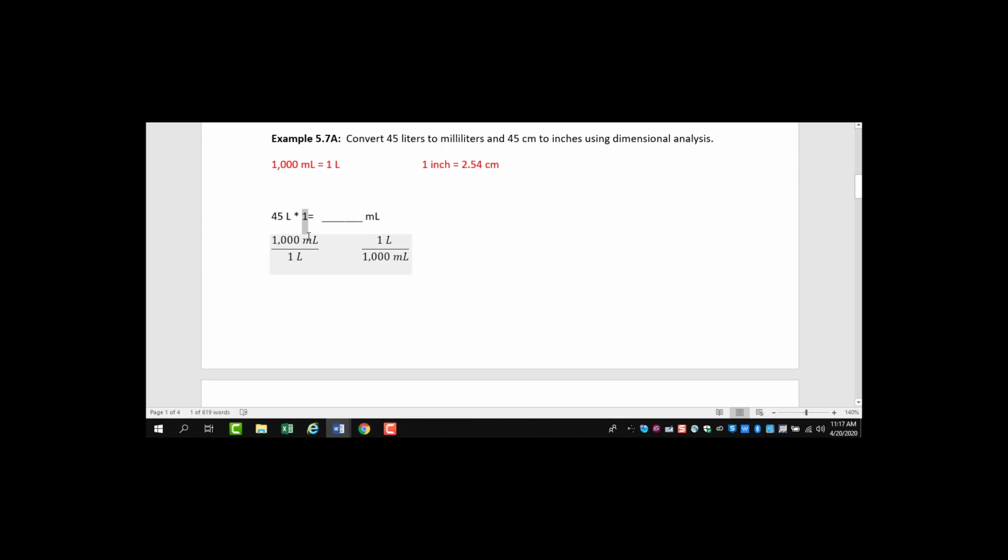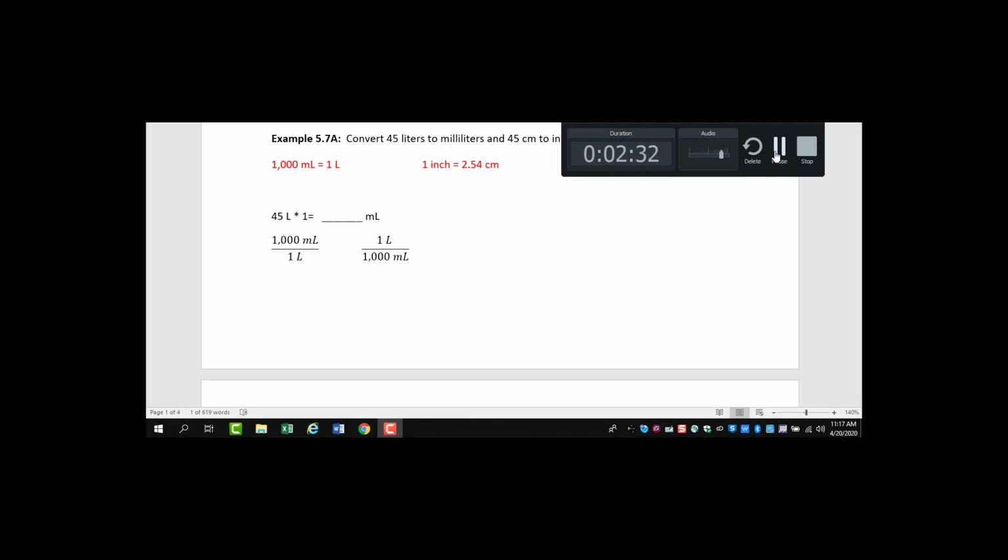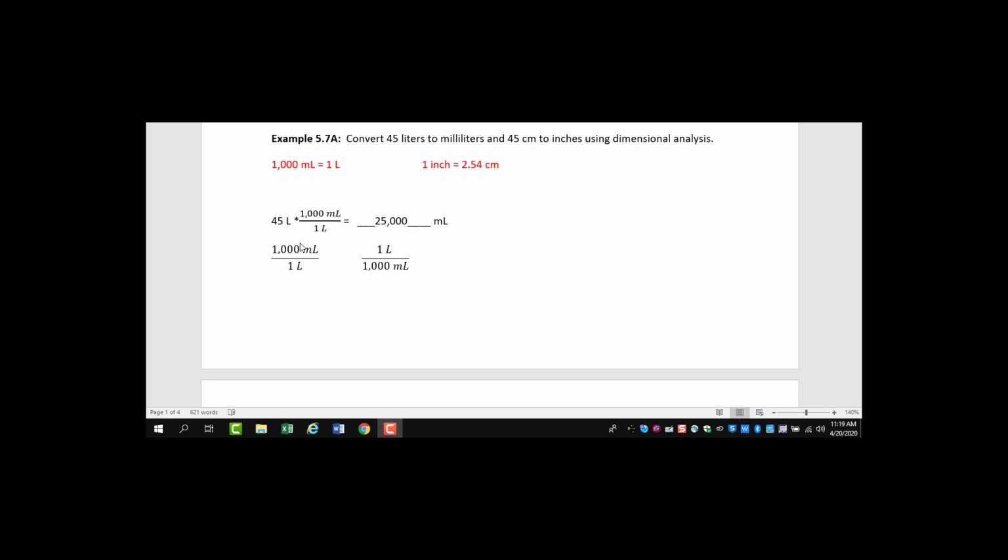So you might want to pause. I'm going to put the correct one in here. If you got it right, that's the conversion I'm going to use, because the liters will cancel, and I'm left with milliliters, which is what I want. Then you just multiply the numerators. This is the numerator, 45; you can think of it as 45 over 1. I multiply the numerators, and I multiply the denominators. I divide if I need to, and I get 45,000 milliliters.